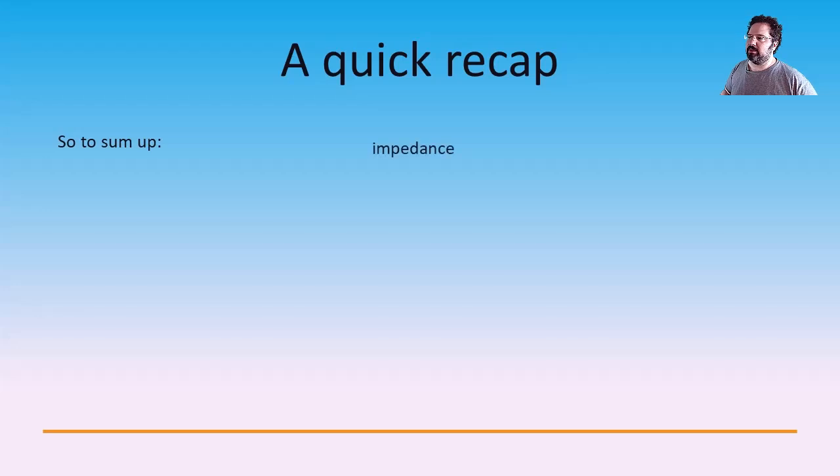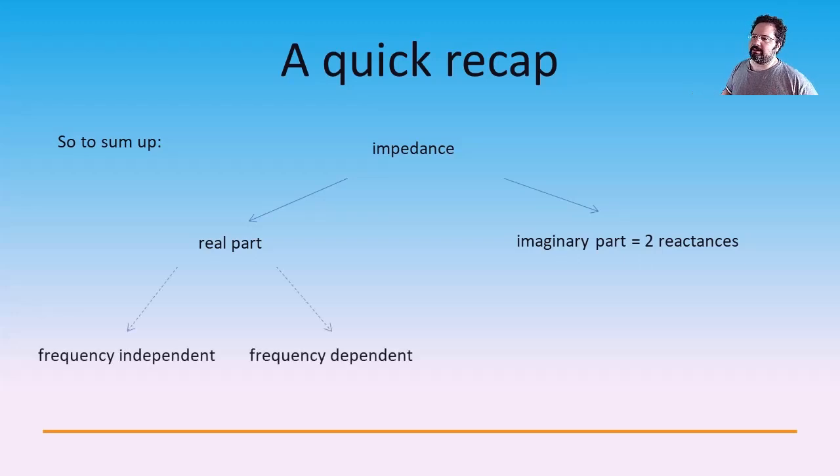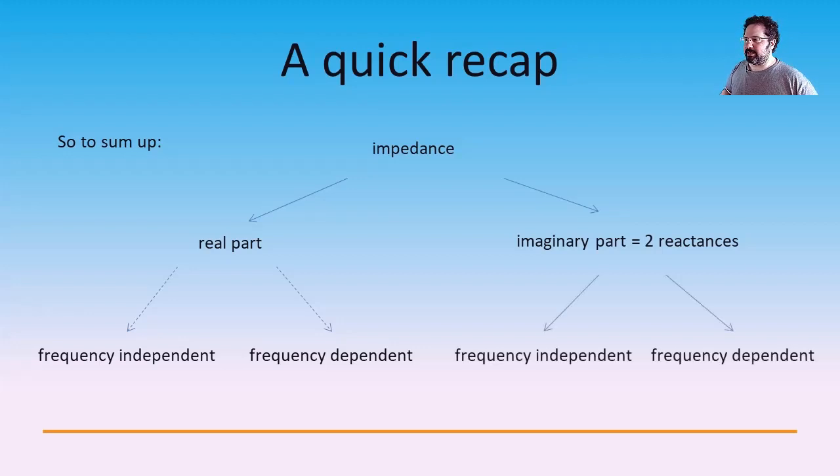So to sum up, the impedance is divided into a real part and an imaginary part. There are two reactances. The real part maybe is frequency independent, maybe is frequency dependent, we don't know. In the imaginary part, one part is frequency independent and the other one is frequency dependent.